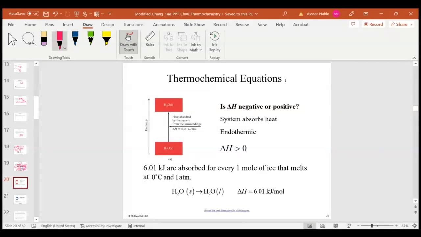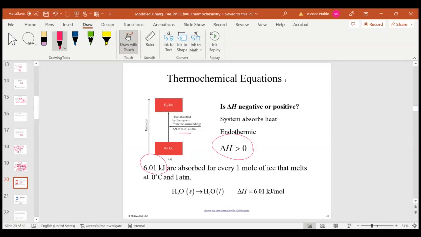Is delta H here negative or positive? In a thermochemical equation, is this delta H negative or positive? I will not ask you a question like this in the quiz. Why not? Now, heat absorbed by the system from the surroundings means delta H is positive. Of course, delta H is positive. You know it now, no need to give it to you. Right. Now, let's go through an example.